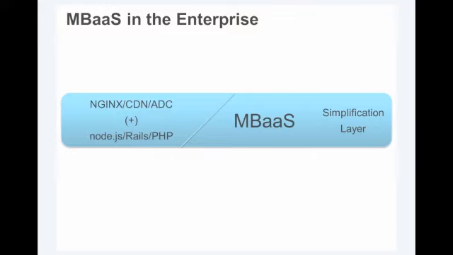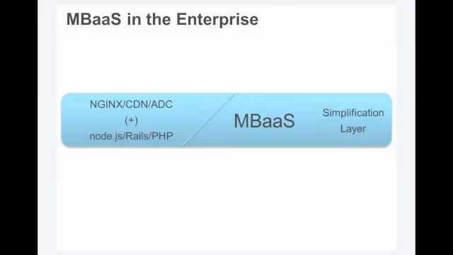So this is that middle simplification layer that we saw earlier. And if I as a technology guy were to solve this, and I didn't have something like mobile backend as a service at my disposal, I would probably look at something like Node.js or Rails or PHP or any of these backend platforms that are starting to become popular as a way for me to do my integration and transformation layer.